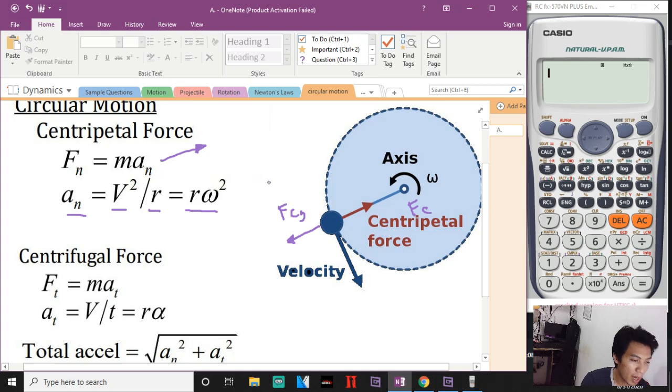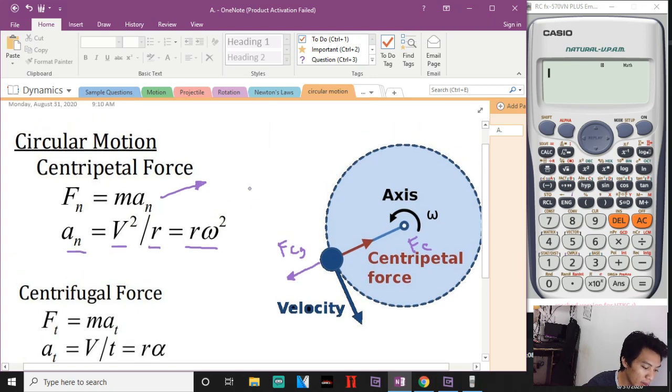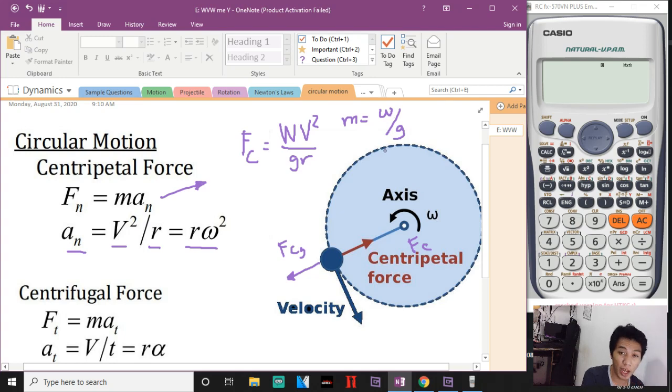Now, paano mahanap yung centripetal? Okay? The centripetal force Fc will be equal to W v squared over gR. Ano ba yung W over g? Di ba yung W over g, take note ha, m is equal to W over g, or the weight divided by gravity. Okay? So, Fc will be equal to mass times velocity squared over R.